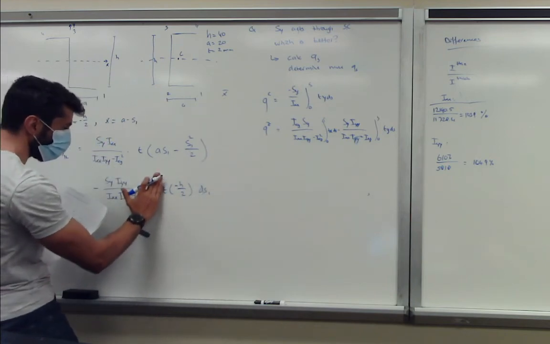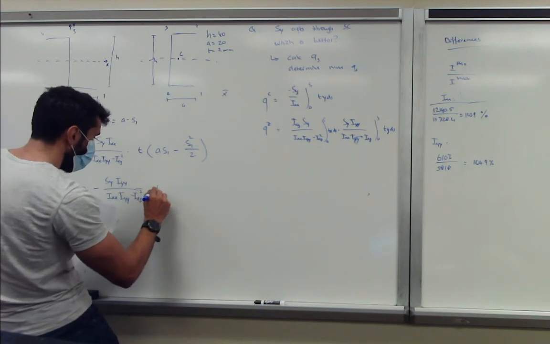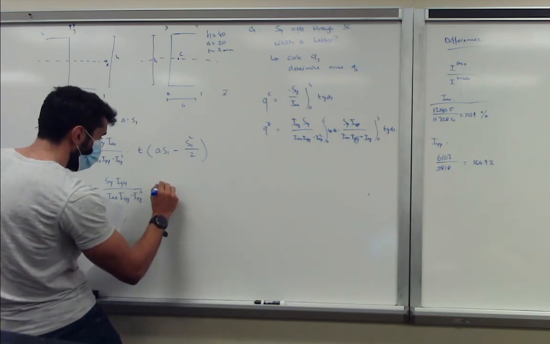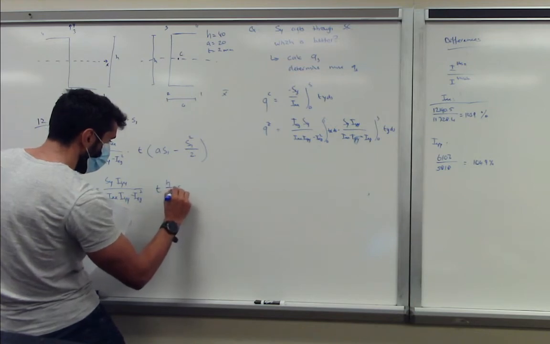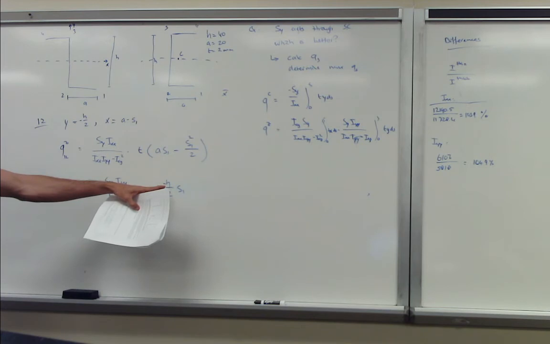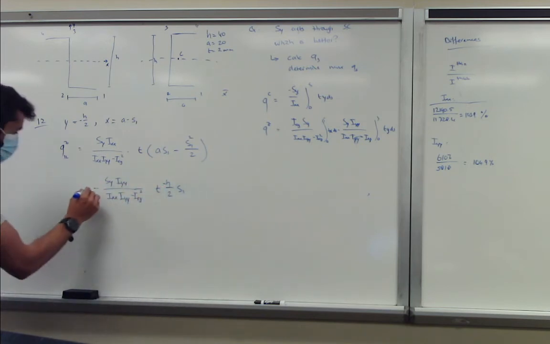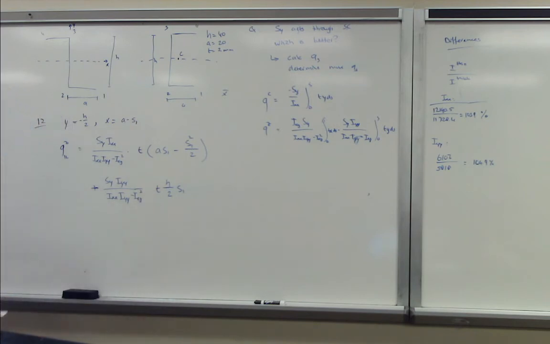And here we said this becomes t and h over 2 s1. And here we have a minus 1, minus h over 2. So I'm just going to put this to a plus and discard this minus. So this will be our equation for the shear flow in segment 1, 2.